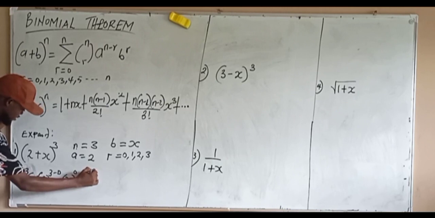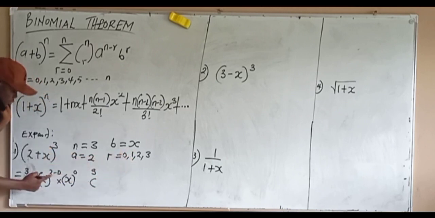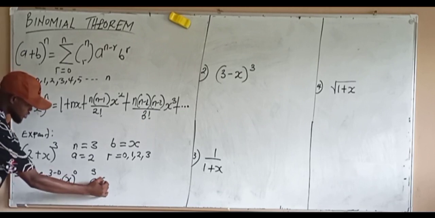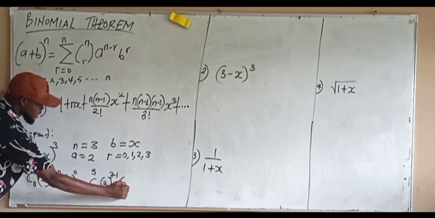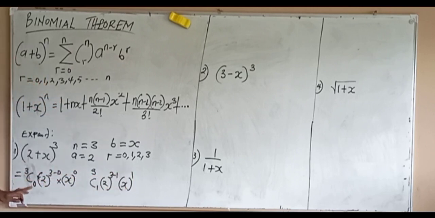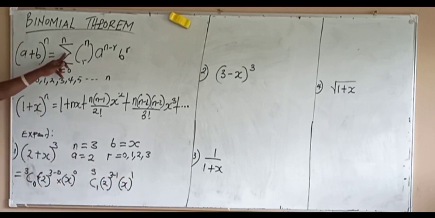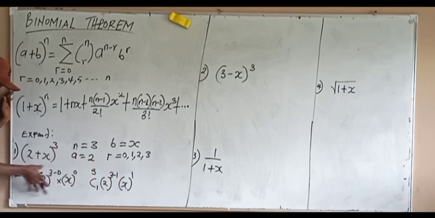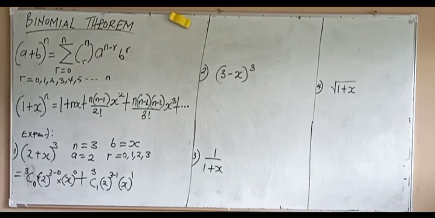You now have 3 combination 1, then 2 raised to the power 3 minus 1, then X to the power 1. You see? I've changed R from 0 to 1. Now, what is this sigma talking about? Before you change R from 0 to 1, separate this from this with an addition sign. That's what I want to say.